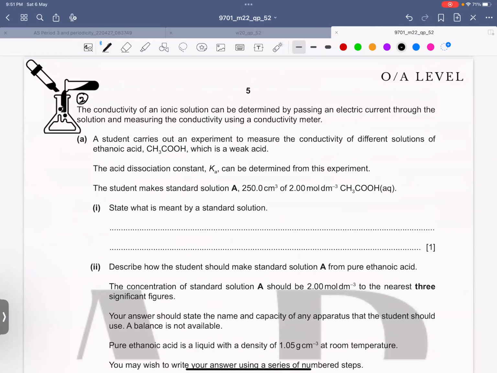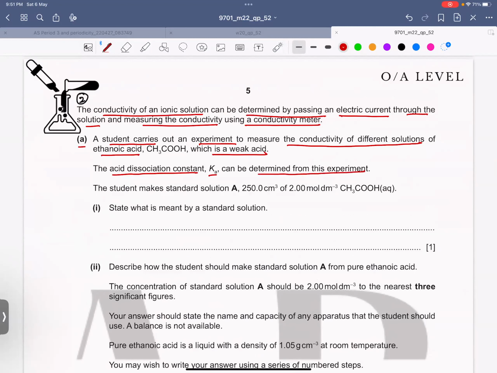Okay. The conductivity of an ionic solution can be determined by passing an electric current through the solution, measuring the conductivity using a conductivity meter. In part A, a student carries out an experiment to measure the conductivity of different solutions of ethanoic acid, which is a weak acid. The acid dissociation constant Ka can be determined from this experiment. So that is our objective: we record the conductivity, and by collecting the data from the experiment, we have to determine the acid dissociation constant Ka for ethanoic acid.